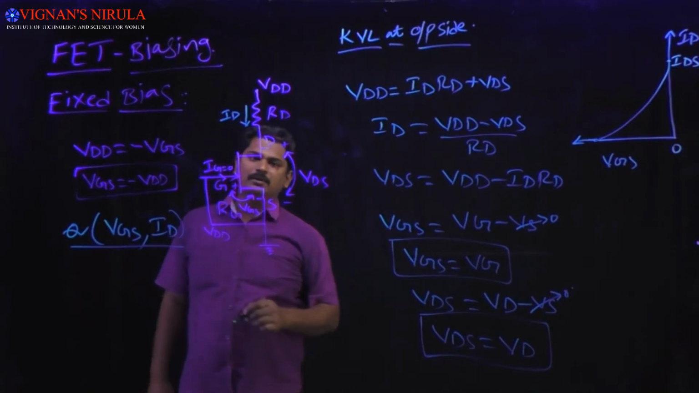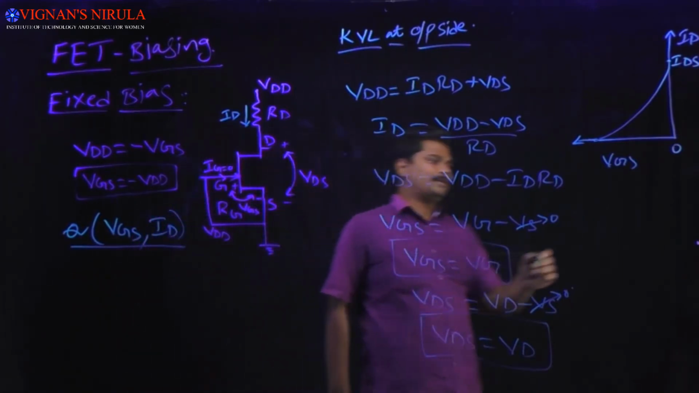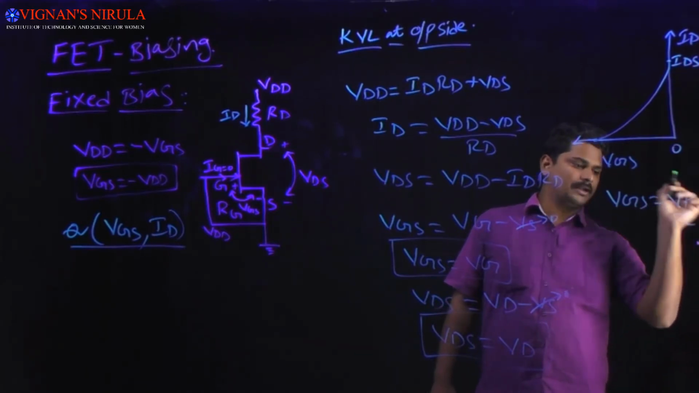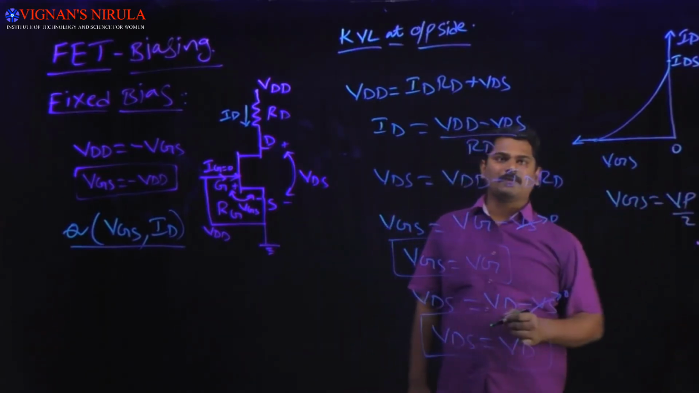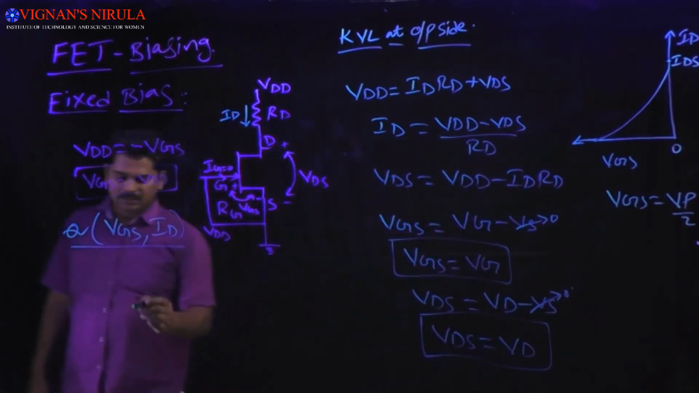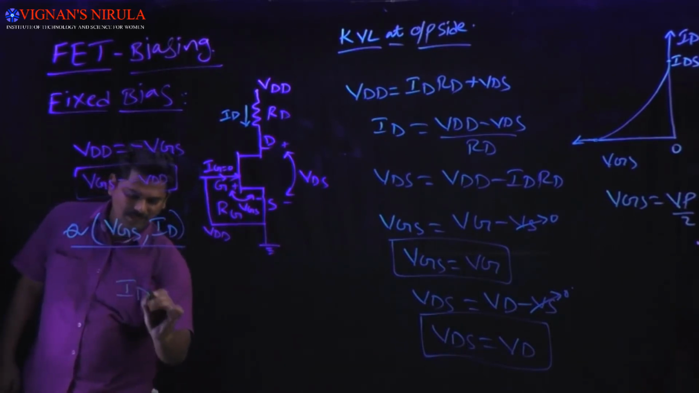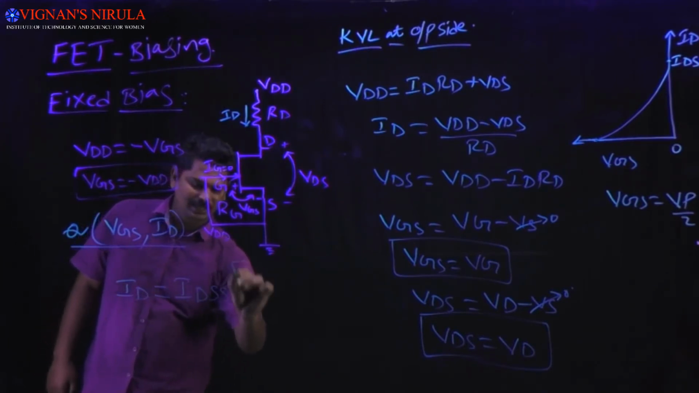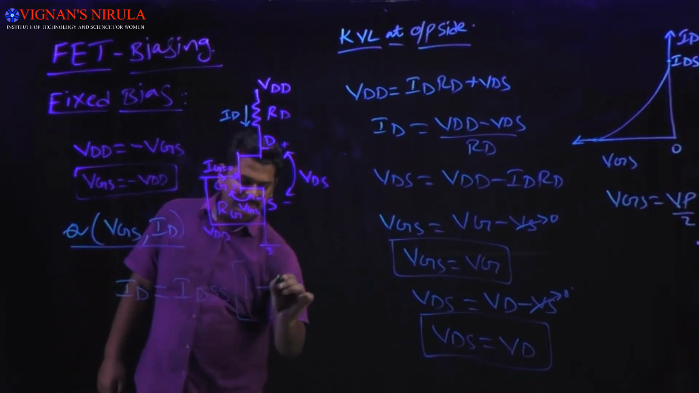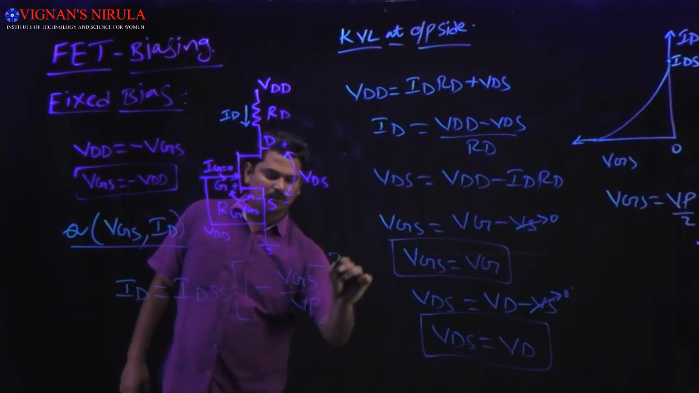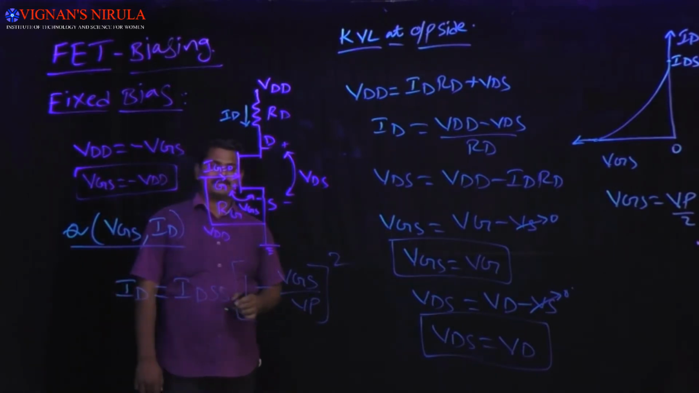And students, we know that here the value of VGS is equal to Vp by 2, and here Vp is nothing but the pinch off voltage. The current equation for your field effect transistors, that is the drain current ID, is equal to IDSS into 1 minus VGS by Vp whole square. So 1 minus VGS divided by Vp whole square.